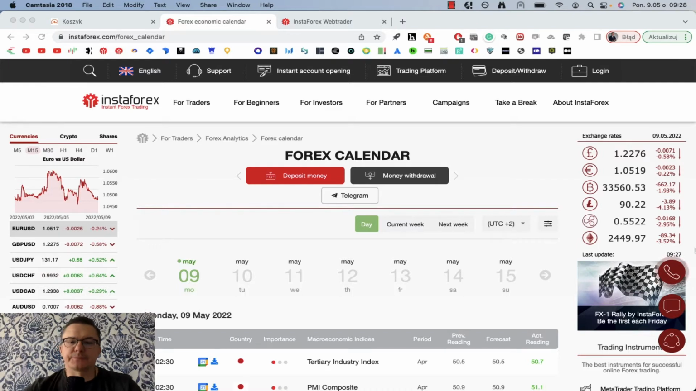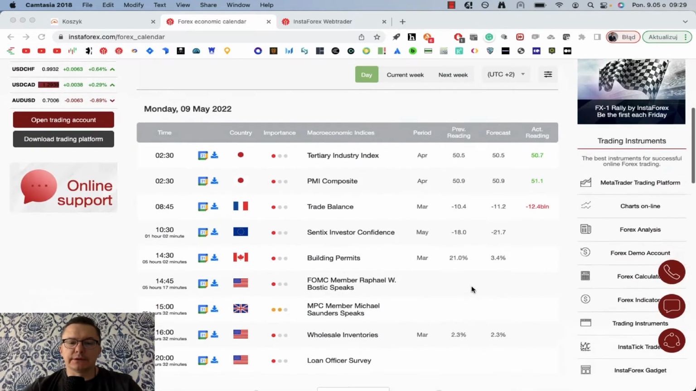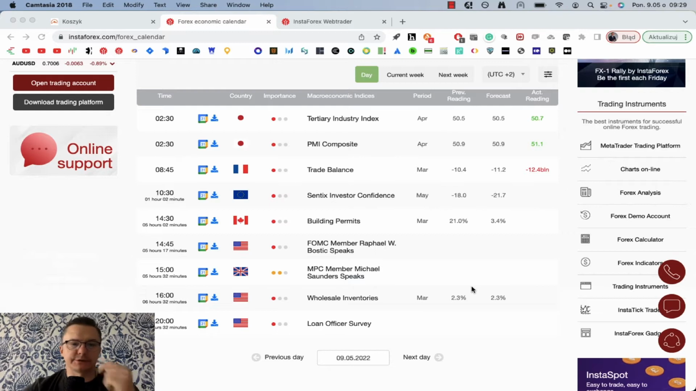Let's start with the Forex calendar. On the Monday morning, there isn't much movement on the financial market. We got some data published overnight, mostly from Japan: Treasury Industry Index, business expectation just a tad, 50.7 versus 50.5, PMI composite business expectations just a tad, 51.1 versus 50.9, so pretty much kind of steady data from Japan.